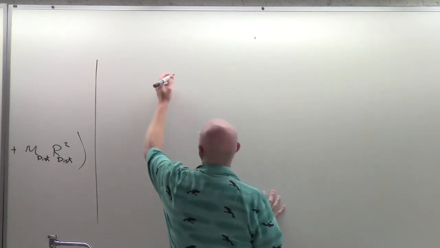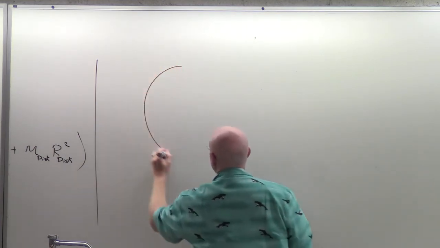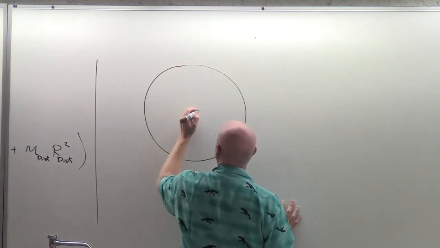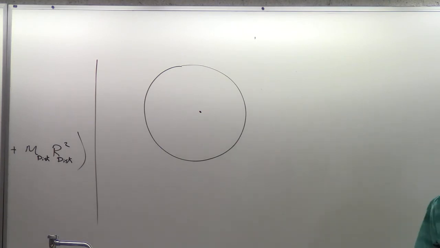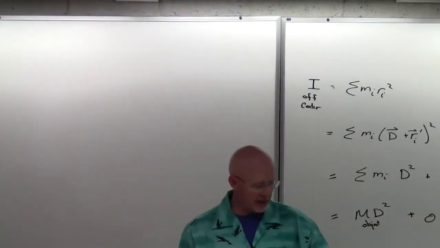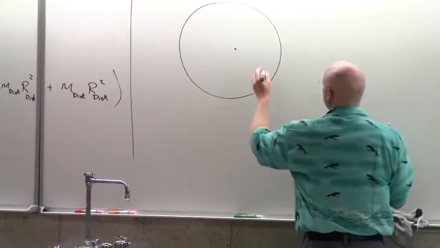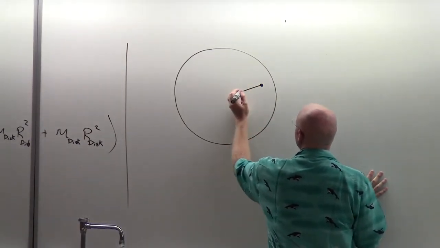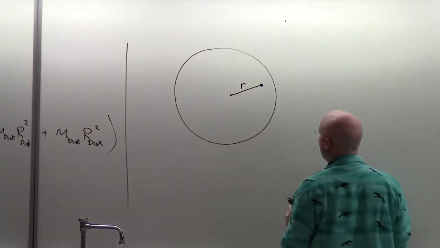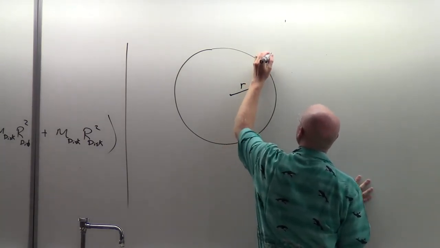Let's put an object on here. I happen to have a disc-shaped object, so I will draw a disc-shaped object. But I'm going to leave it more general. It may not be as simple as a round object, but let's just say that there's some point right here, which is some distance away, call it r, and I apply a force.